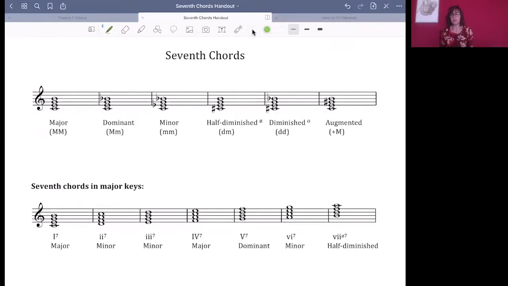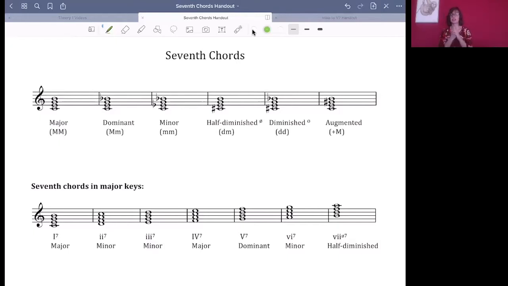Alright, so what do we mean when we say 7th chords? If you take any triad and you stack another third on top of it, you have in essence created a 7th chord. The 4-note harmony gets its name by the interval from the root to the outermost extension, the 7th.